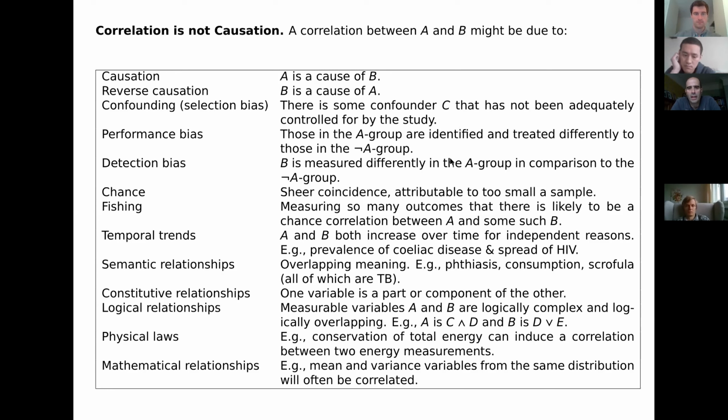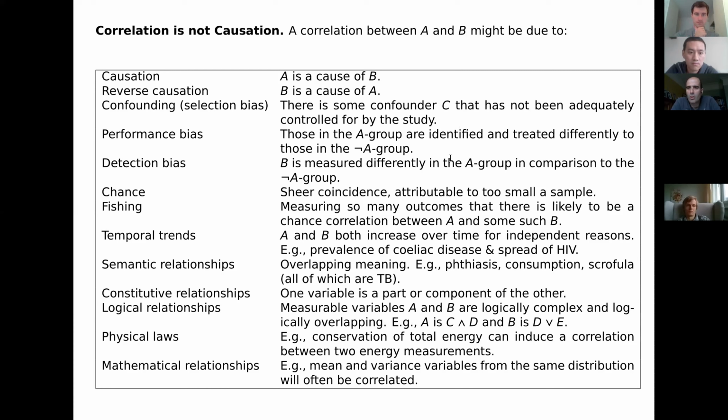First of all, there are lots of possible explanations of a correlation between A and B, only one of which is causation. So there might be reverse causation, B being a cause of A, various forms of bias, such as confounding, performance bias, or detection bias that are responsible for the correlation you've observed. There may be certain statistical explanations of the correlation. It's just sheer coincidence, or you've been measuring so many outcomes that you're bound to find some correlation. Or it may be that you've got a correlation due to independent time series increasing trends in both variables.